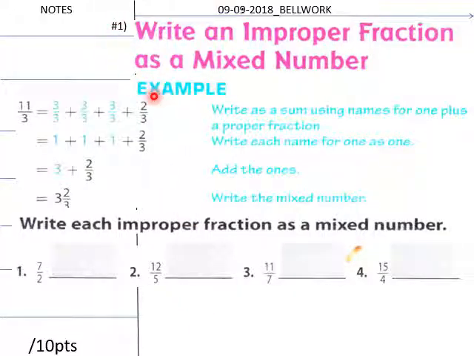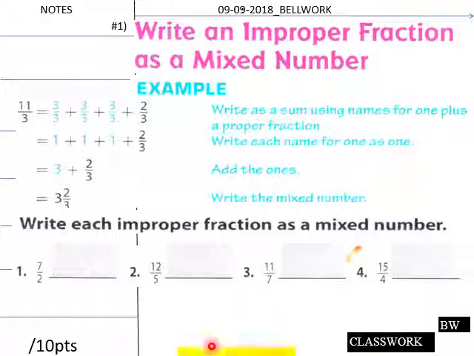Here is the bell work for this lesson. Write an improper fraction as a mixed number. So you go from here to here, and then here's your process of doing that. Write each improper fraction as a mixed number. Students, get on that. 7 over 2, 12 over 5, 11 over 7, 15 over 4.